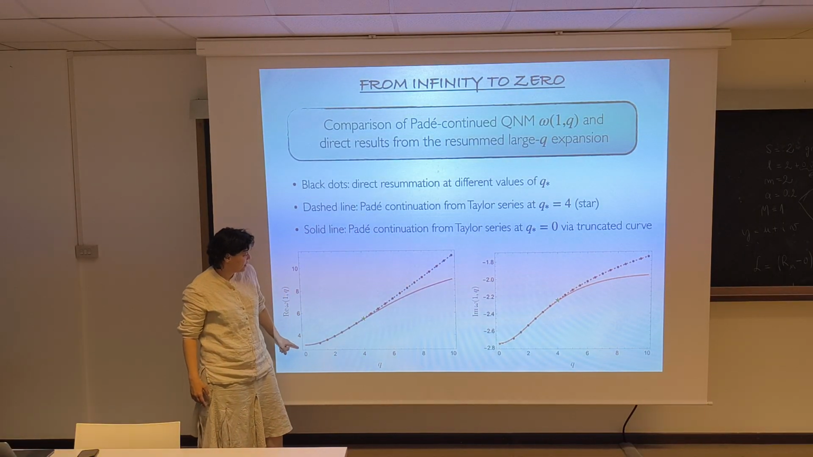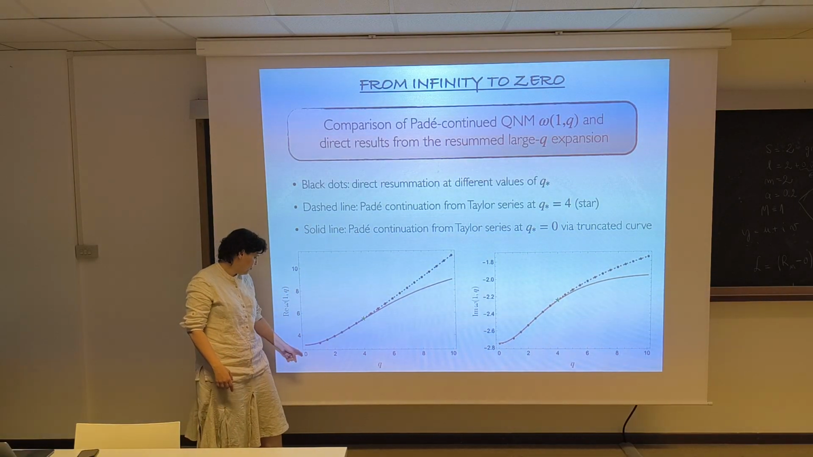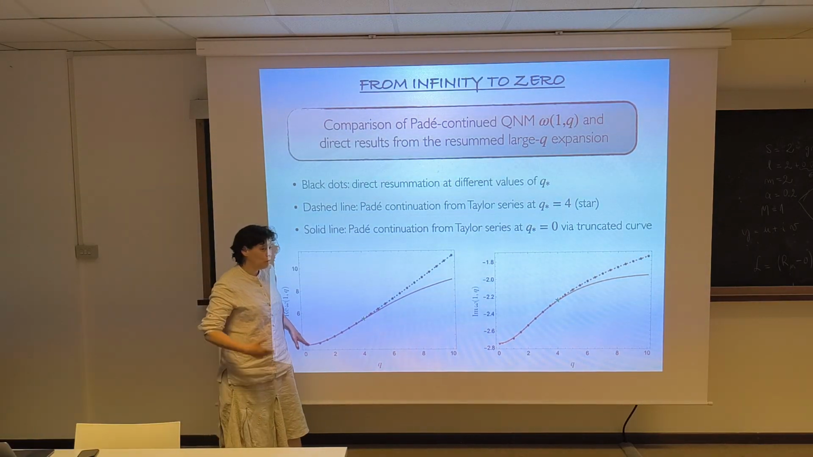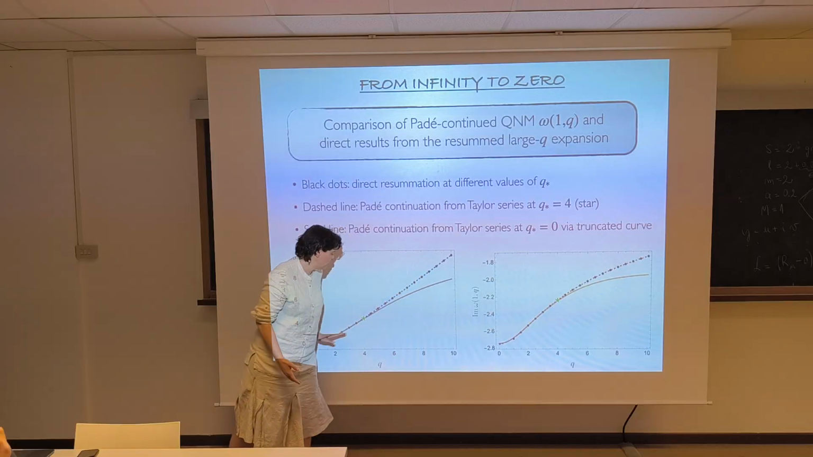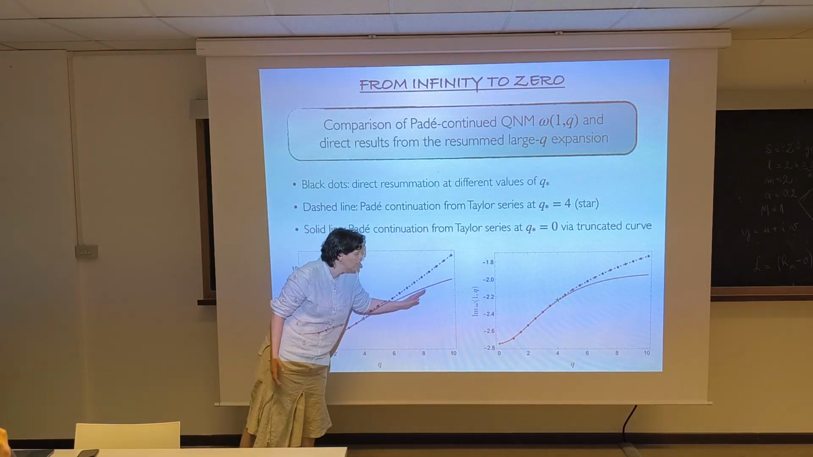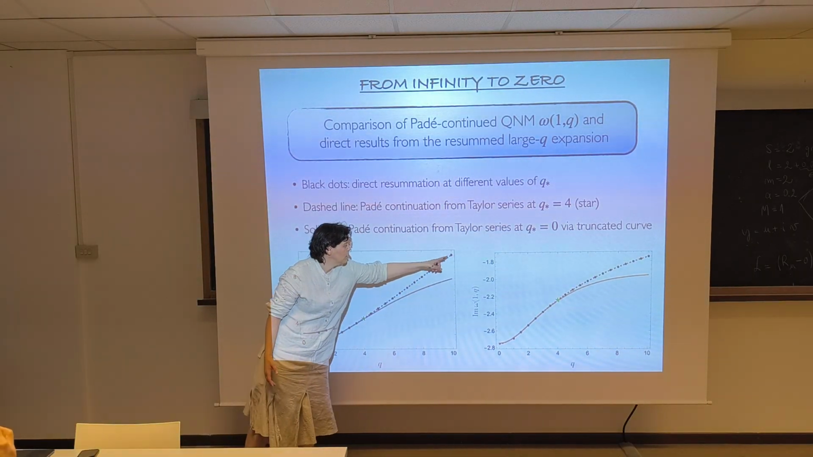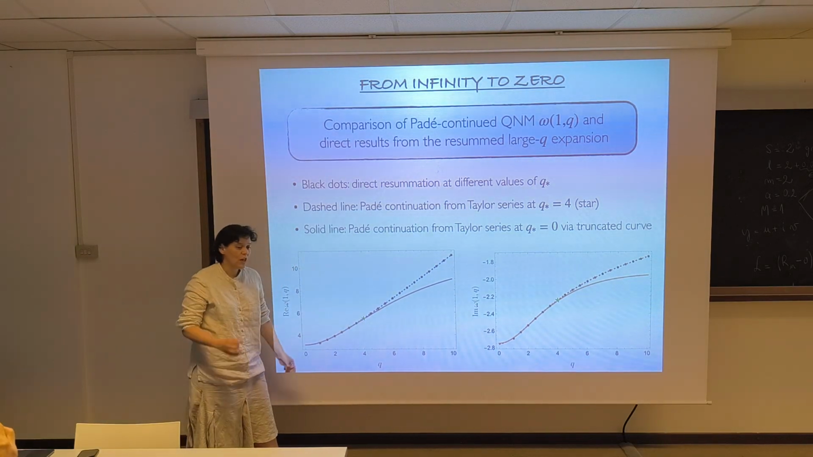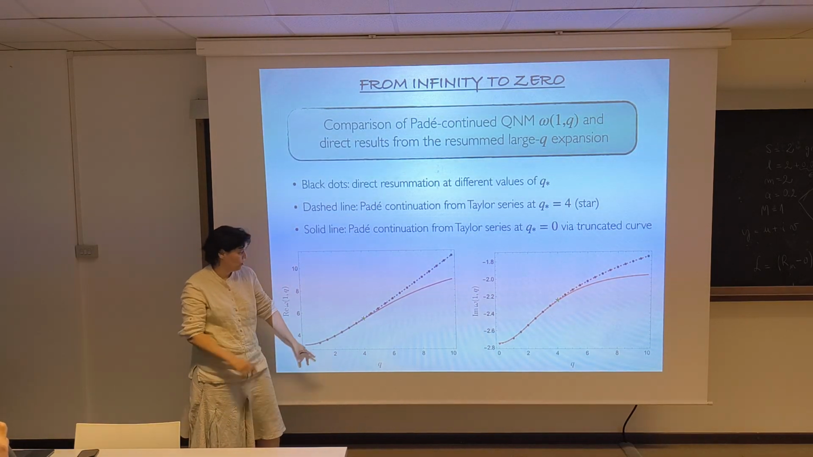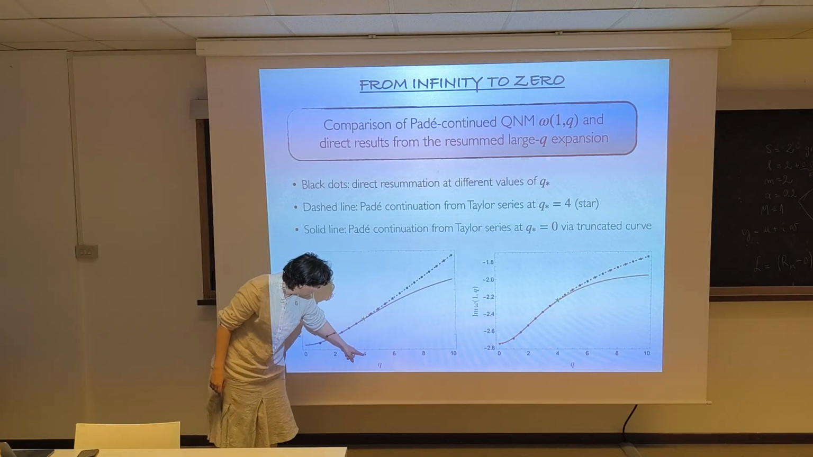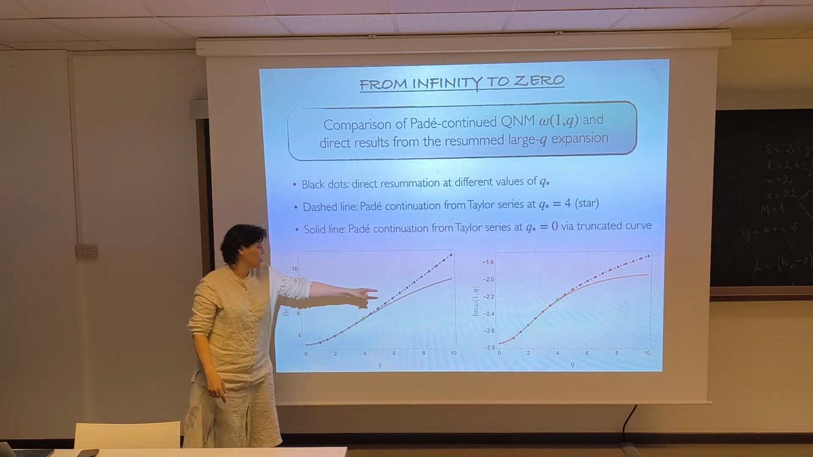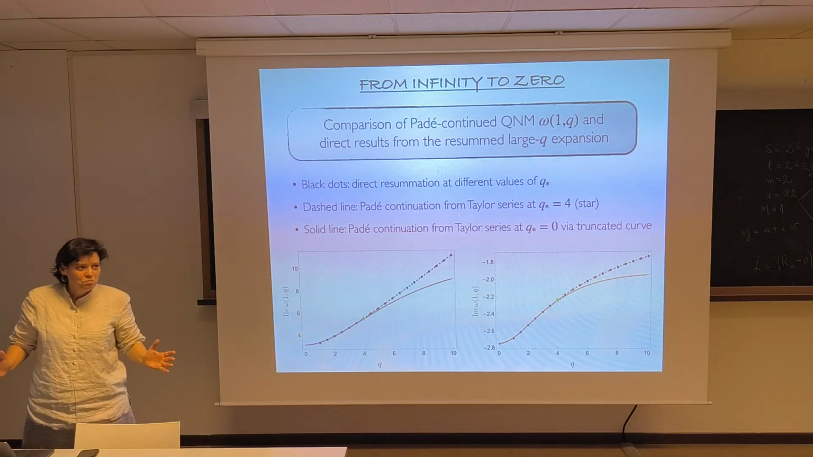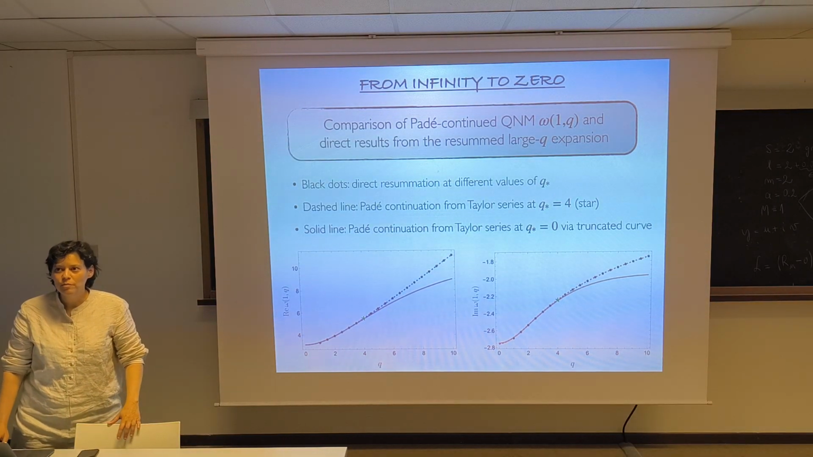The solid line is actually the opposite. From the information that I could get at q equals 0 from the truncated curve, I do a Padé approximant and continue it. Of course they agree at the beginning, but then that Padé approximant starts diverging. So this is definitely the one. This is the point at which I calculated my Padé approximant, q equals 4, and this is just the real and the imaginary parts. But you can see that it really gets you very accurate results.